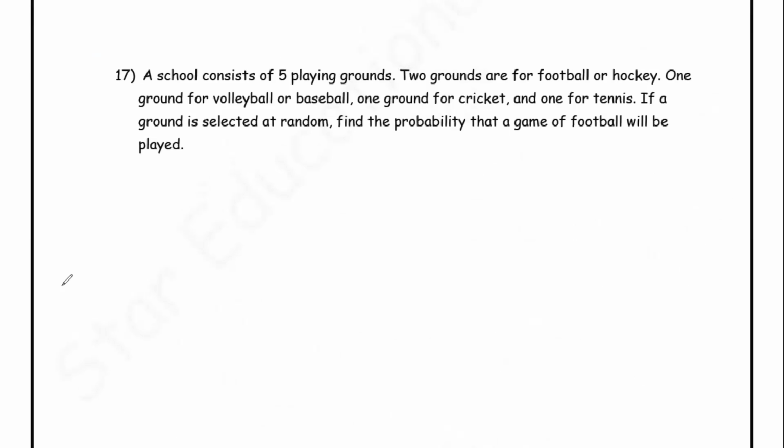And that's it. That's the last question now. A school consists of 5 playing grounds. 2 grounds are for football or hockey, 1 ground for volleyball or baseball, 1 ground for cricket, and one for tennis. If a ground is selected at random, find the probability that a game of football will be played.